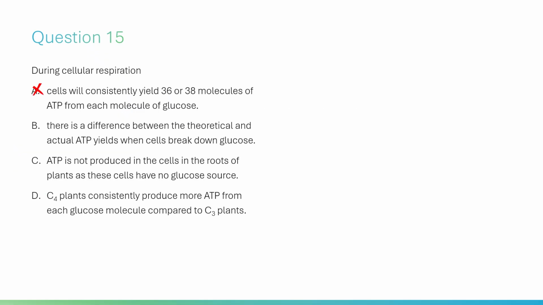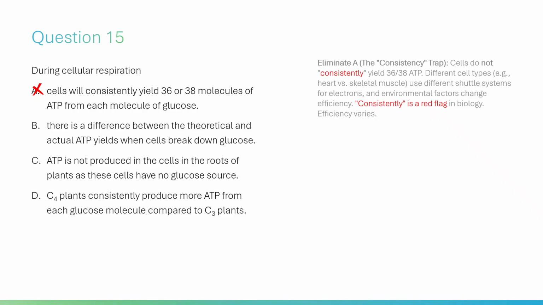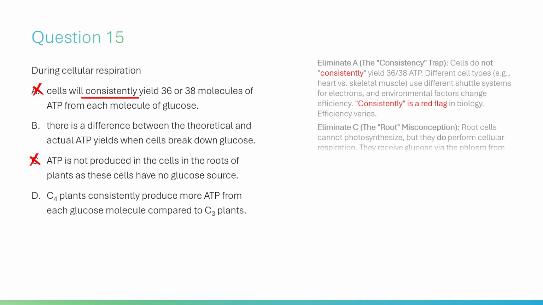Eliminate A. The consistency trap: cells do not consistently yield 36/38 ATP. Different cell types, e.g., heart versus skeletal muscle, use different shuttle systems for electrons, and environmental factors change efficiency. Consistently is a red flag in biology. Efficiency varies.